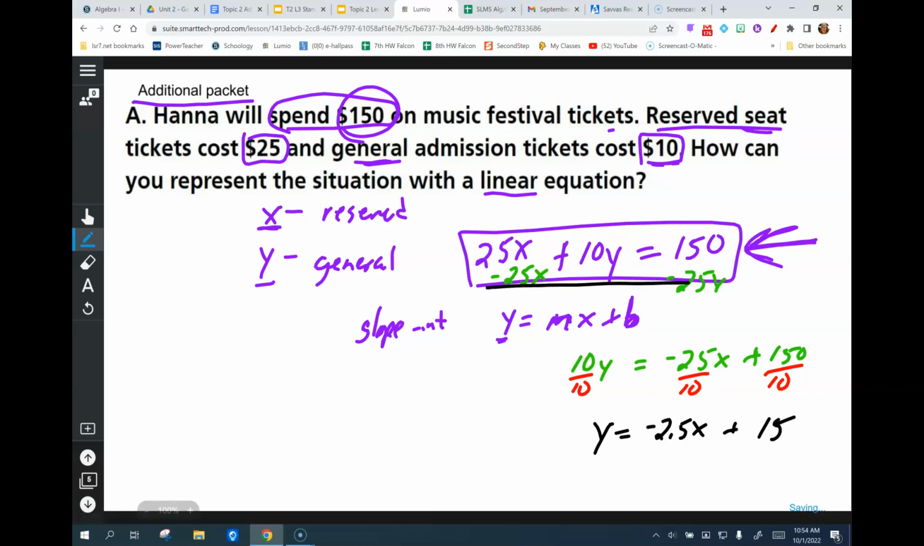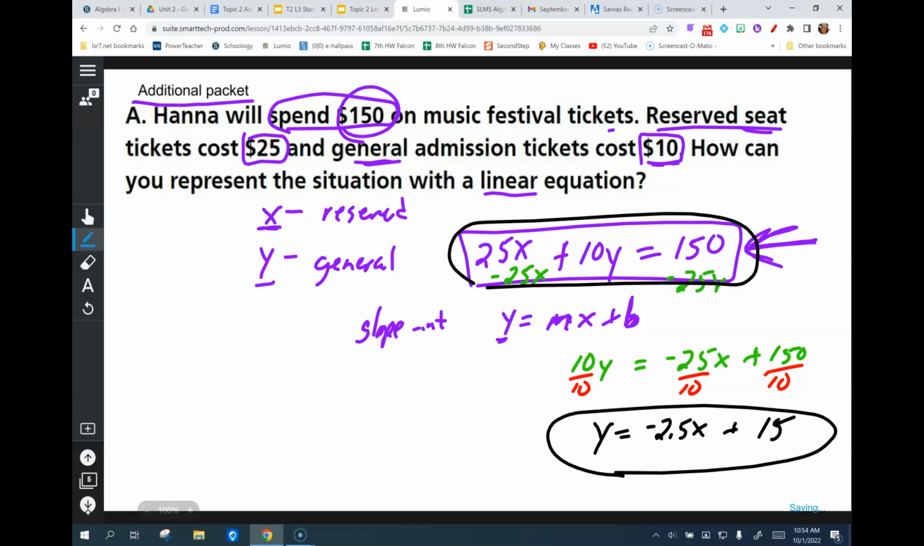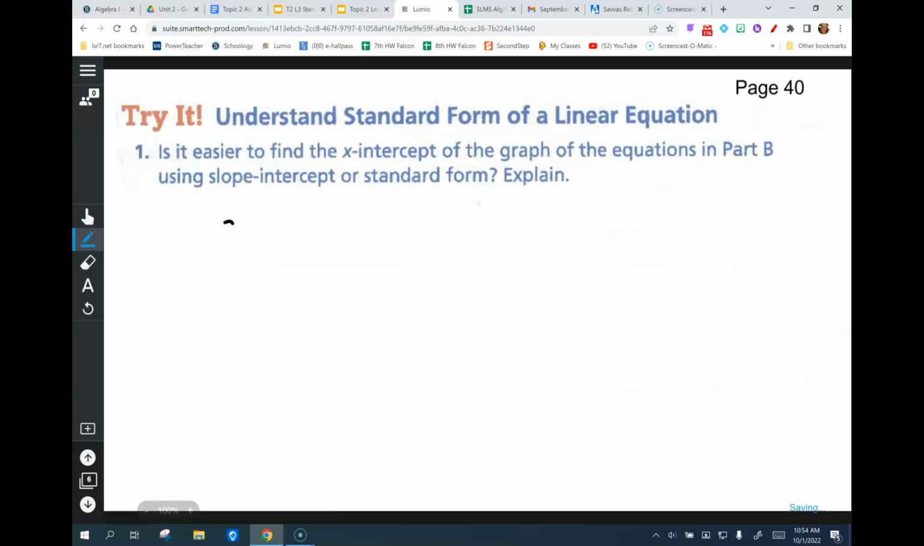So this is my standard form. We'll talk about more of that in a second. And this is my slope-intercept. What the next question in your book is asking is, if I had to find the x-intercept, what do I need to do? That's right, I'm going to plug 0 in for y. So I'm going to write these two equations again. 25x plus 10y is equal to 150. Then the slope-intercept, y is equal to negative 2.5x plus 15.